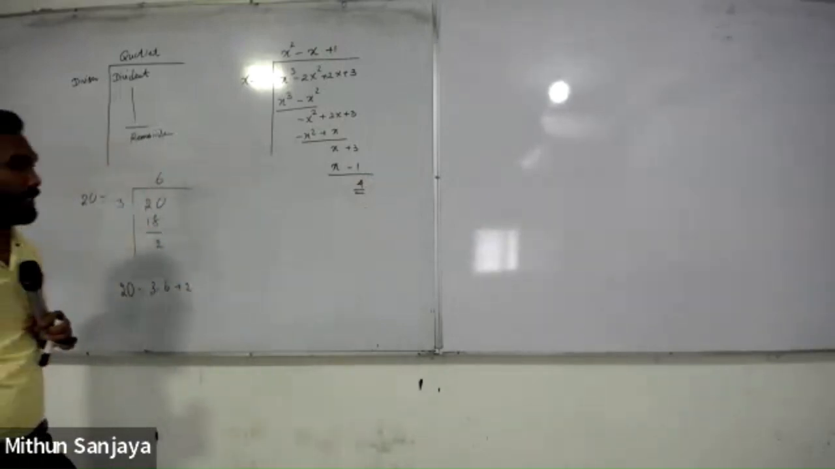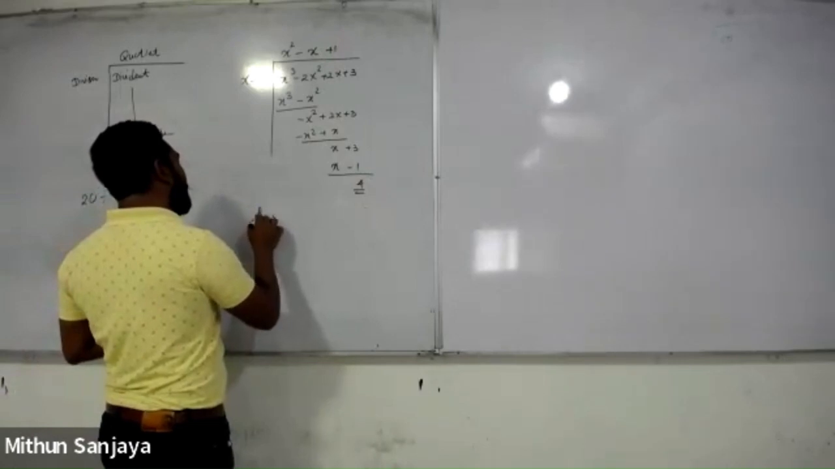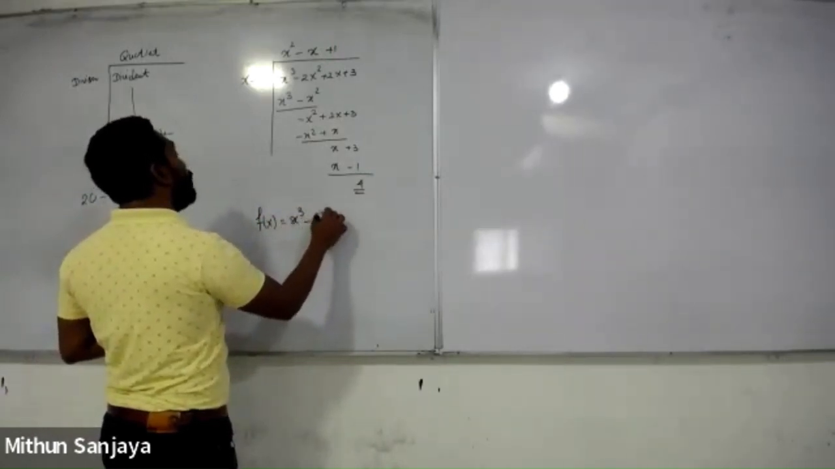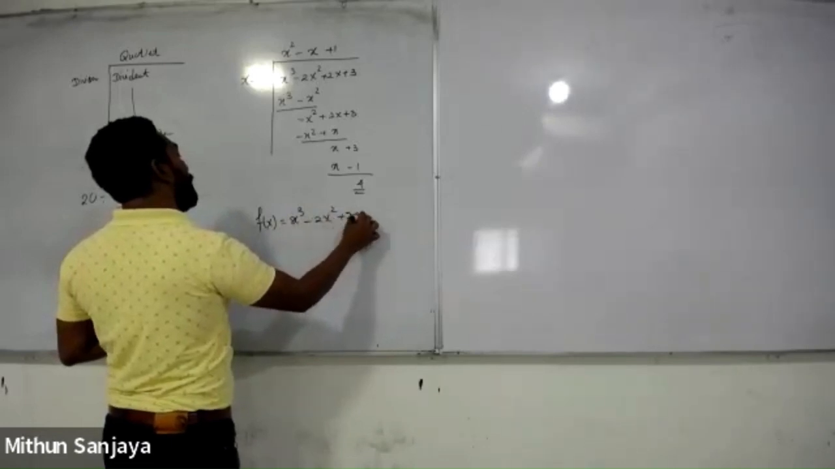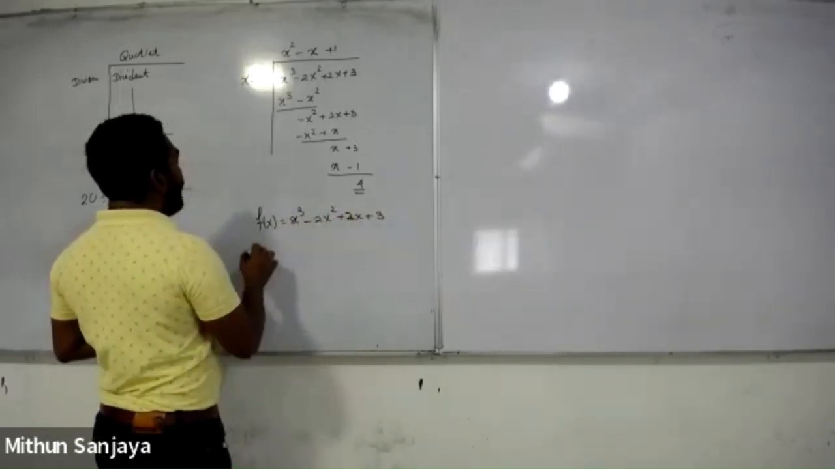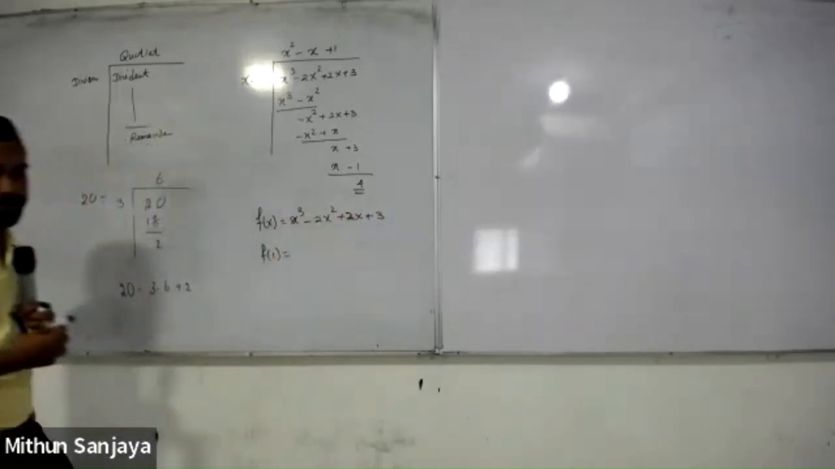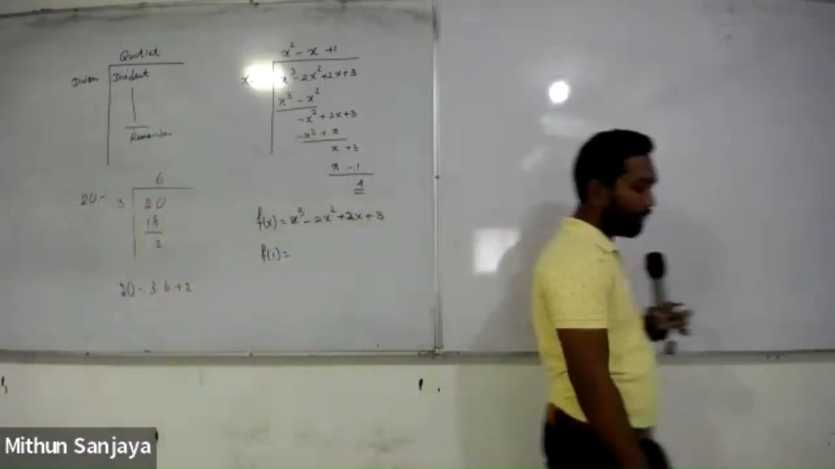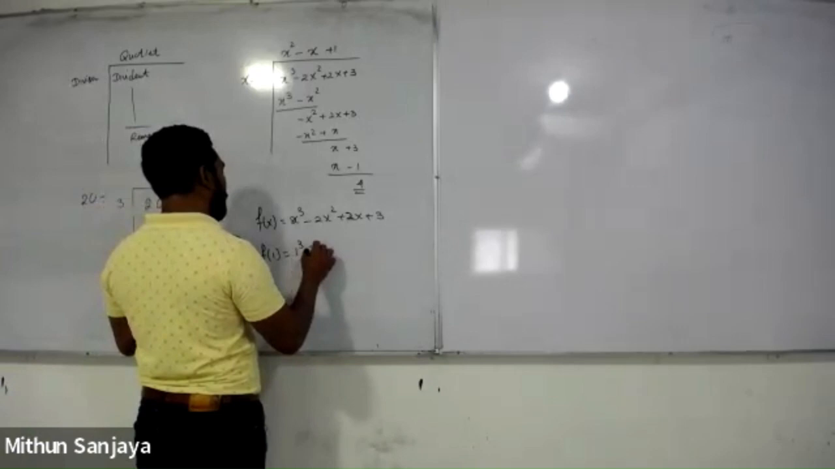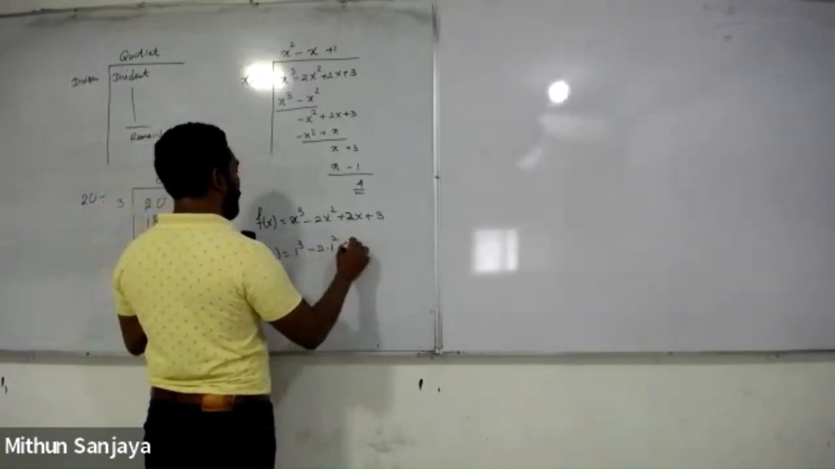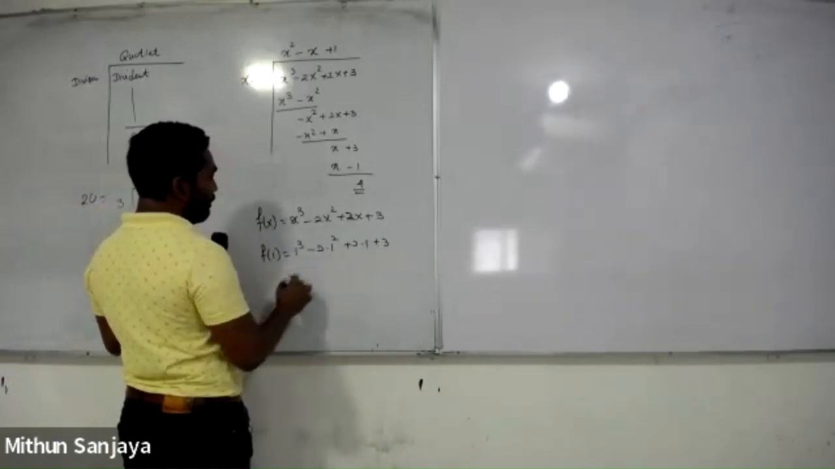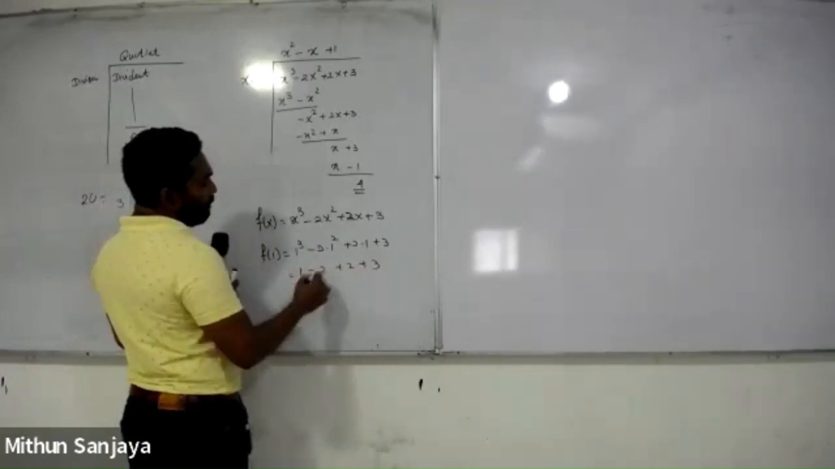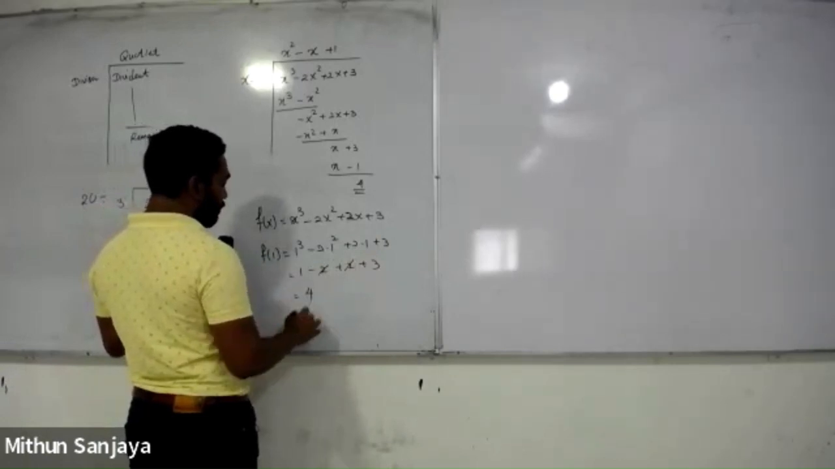Now we can identify the remainder. The remainder is 4. Now, if we take the function f(x) equals x cubed minus 2x squared plus 2x plus 3, and I need f(1). Who is f(1)? It's when x equals 1. Let's get f(1). Minus 2 plus 2 cancel. It is 4. It is 4.